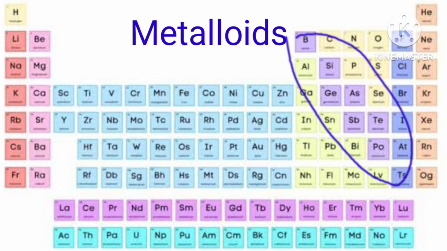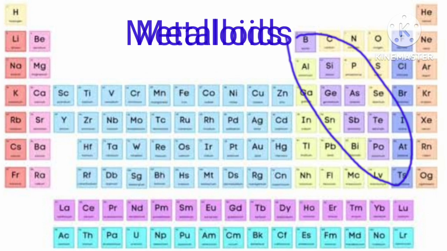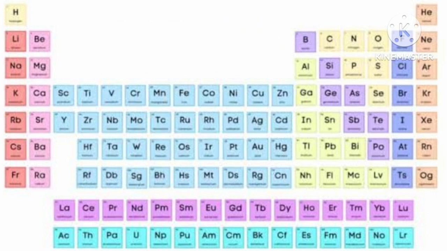And then we have the metalloids, those 1 2 3 4 5 6 7 of them, these are metalloids: boron, silicon, germanium, arsenic, antimony, tellurium, polonium. Polonium is sometimes considered as metal also. Then we have non-metals towards the right. So basically between the metals and the non-metals we have the metalloids.